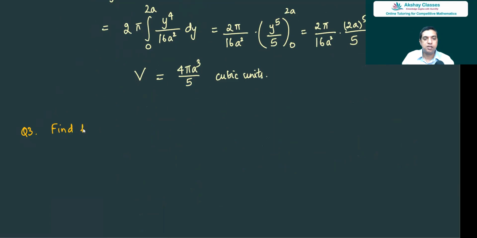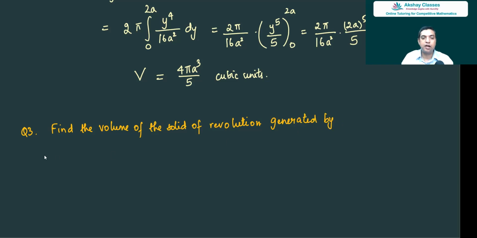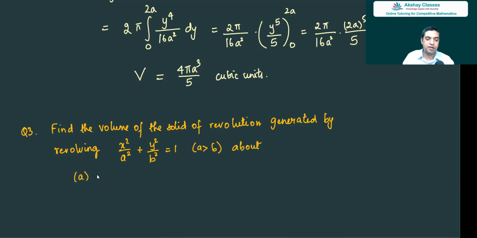Find the volume of the solid of revolution generated by revolving x square by a square plus y square by b square equal to 1, a greater than b, about the major axis and the minor axis.